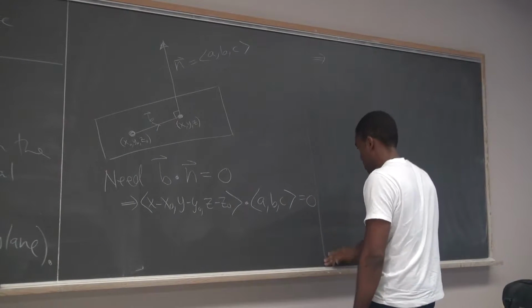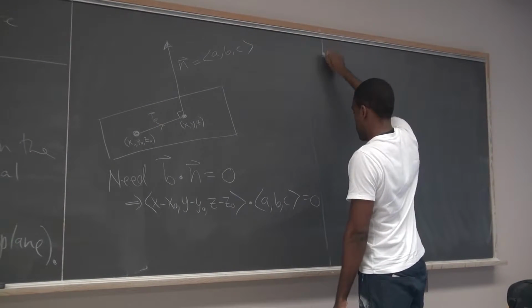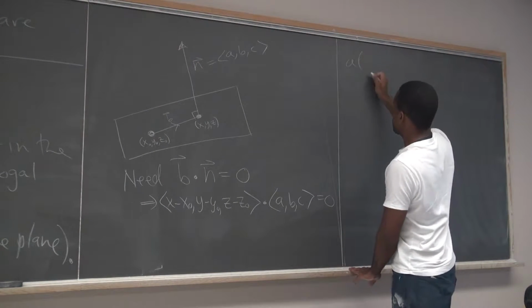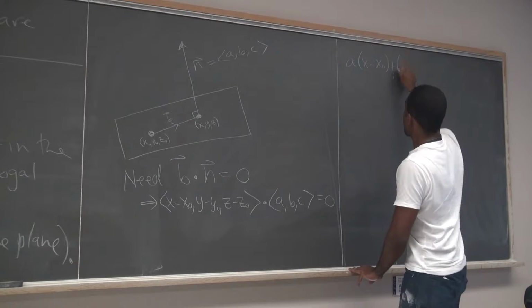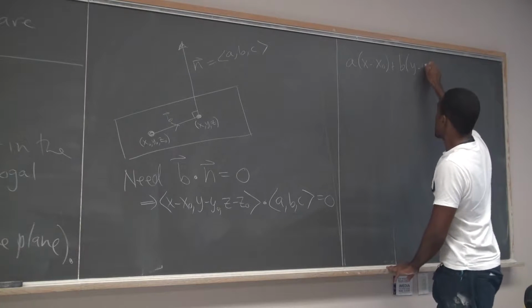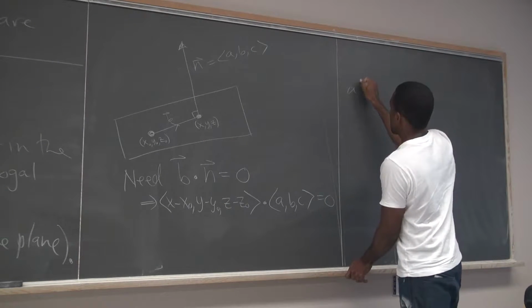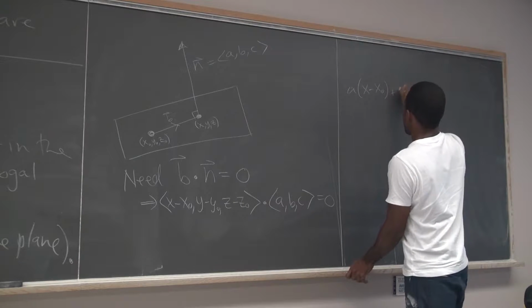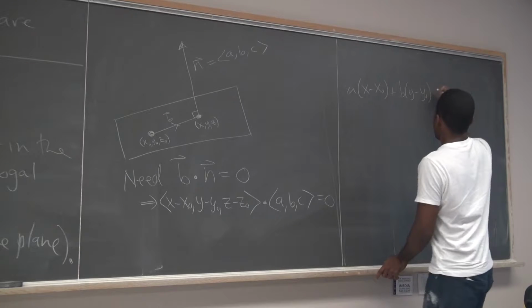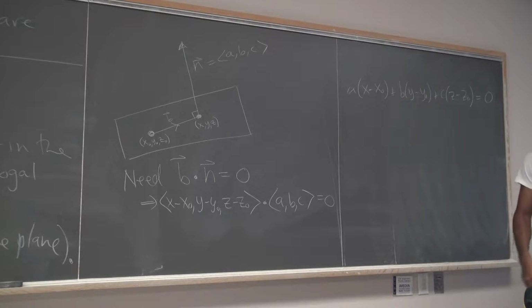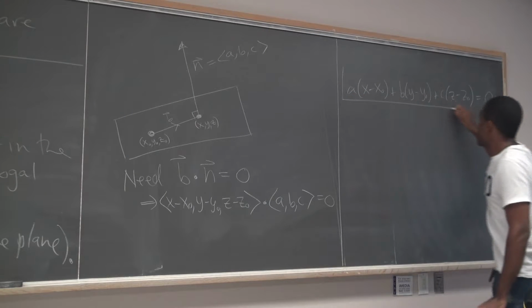Which means if I take this dot product, let me write it down. That relationship must be true. That is the equation of a plane.